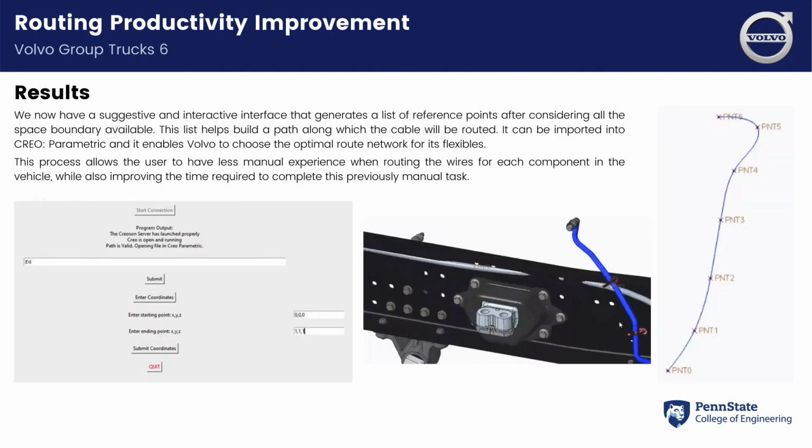The team now has a suggestive and interactive interface that generates a list of reference points after considering all the space boundaries available. This list helps build a path along which the cable can be routed. It will be imported into CREO Parametric, and it enables Volvo to choose the optimal route network for its flexibles.